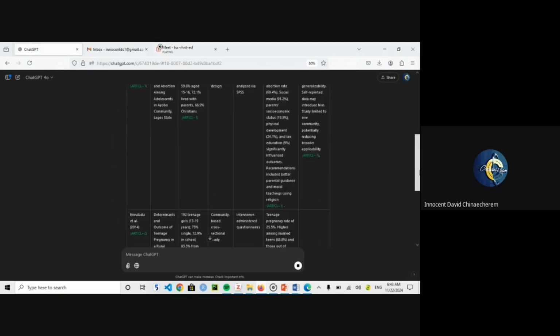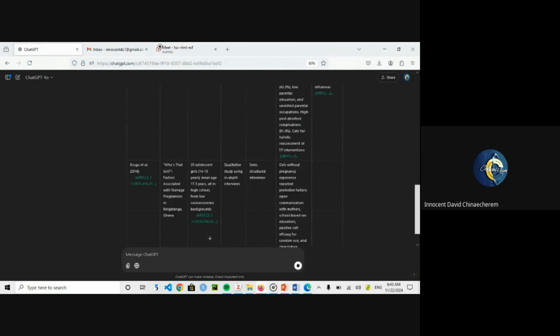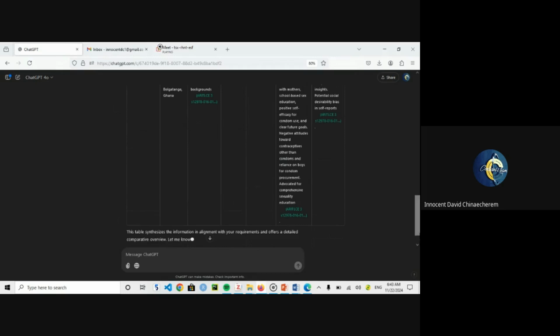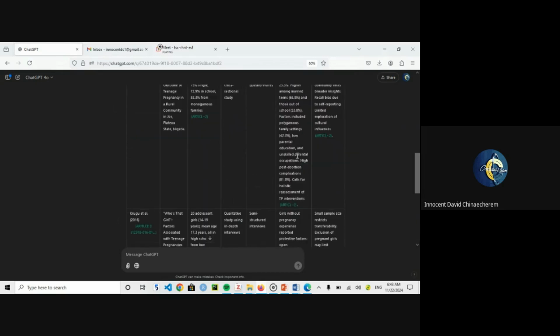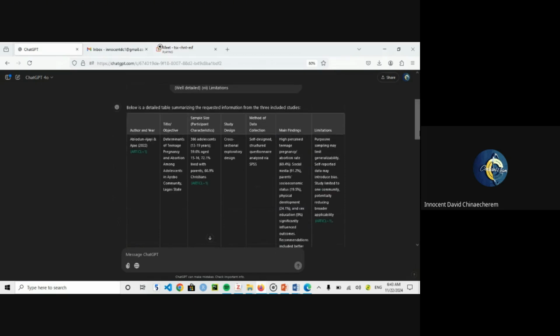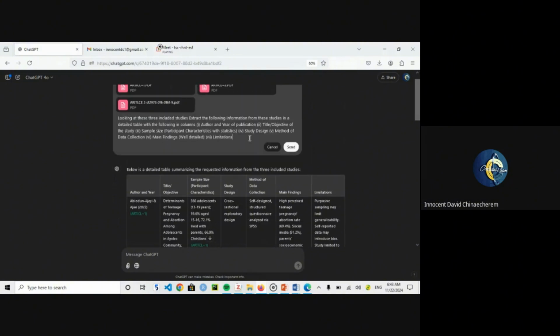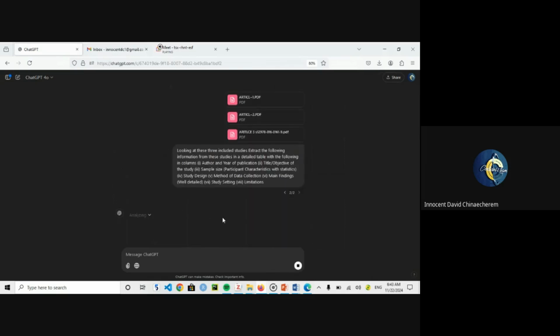This is our summary table. Now remember, the next thing you need to do is make sure you cross-check all this relevant information. Another thing we might want to add is, rather than only putting limitations, the study setting, which is also very important. So I'm just going to incorporate that again and generate it. Read the papers and get me that data.